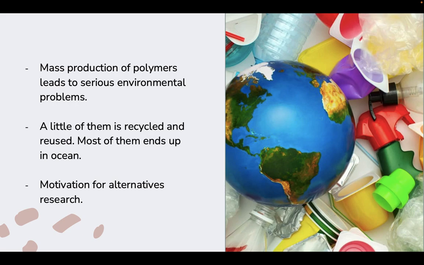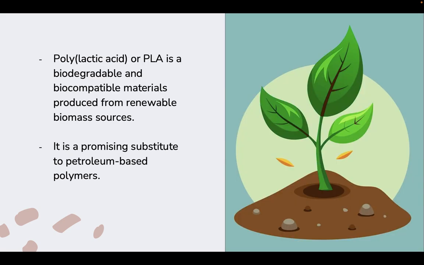Therefore, scientists are motivated to investigate alternatives for conventional plastics. And polylactic acid, or PLA, is one of the eco-friendly, biodegradable, and biocompatible materials produced from renewable biomass sources, such as cornstarch or sugarcane. It is a promising substitute to petroleum-based polymers, such as polyethylene or polypropylene.